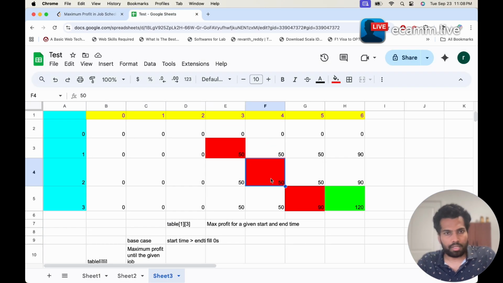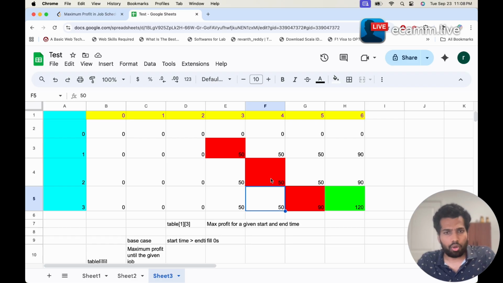So what is the profit at time 2? It is 0. So it is either 10 or the previous one. The previous end time has 50. So max of 10 comma 50 is 50. We do the same thing here for the rest of the cells.